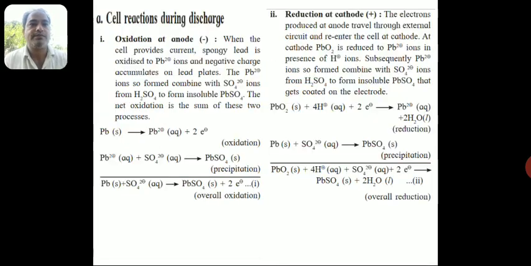In the next slide, cell reactions during discharging. Just now I told you there is charging and discharging. While we use the cell for any purpose, discharging of the cell takes place. So what is happening in the discharging? We will see oxidation at the anode, that is, the negative electrode.